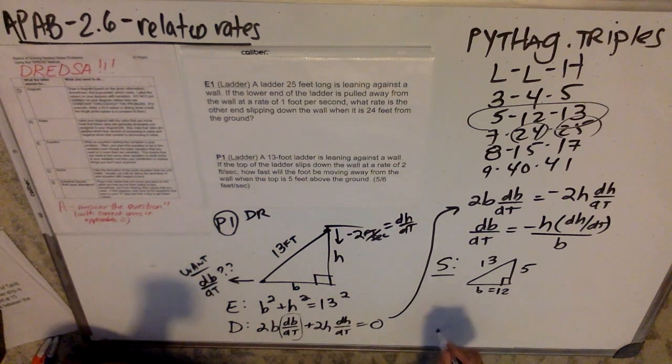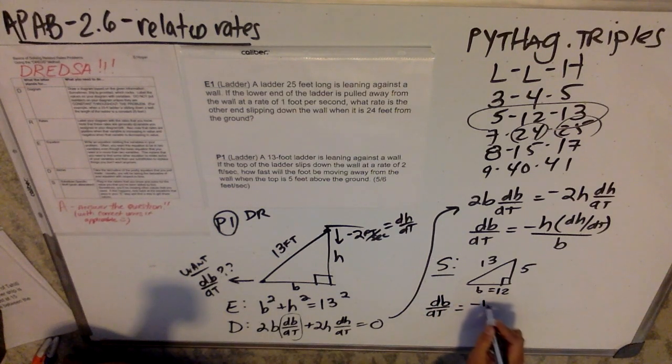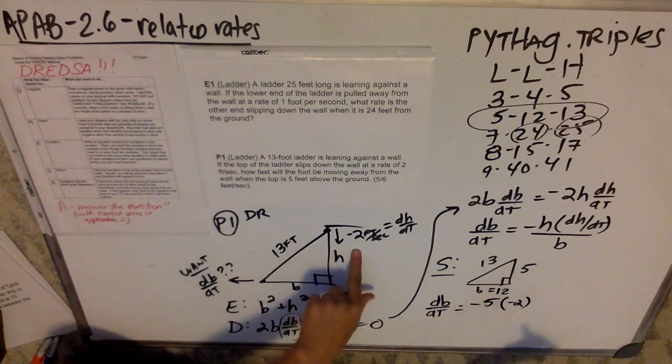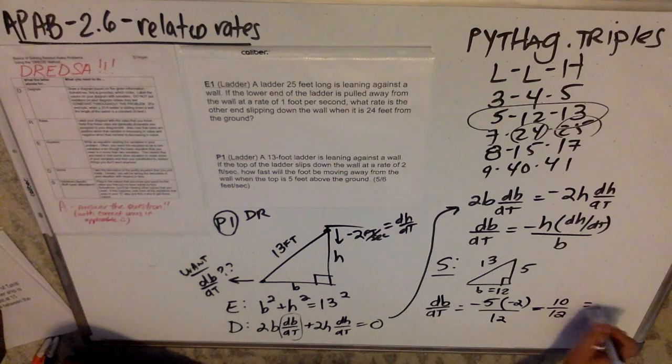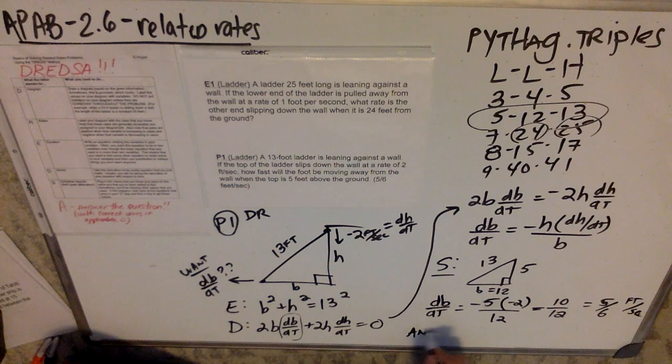All right. So when I go to substitute in, my dB/dt is going to be negative h, so that's negative 5, my bad, negative 5, times dH/dt, which we were given as negative 2, over b, which was 12. So I get 10 over 12, which is 5/6. Now I know that b was measured in feet, and t was measured in seconds, so I get 5/6 feet per second. And then I answer the question.